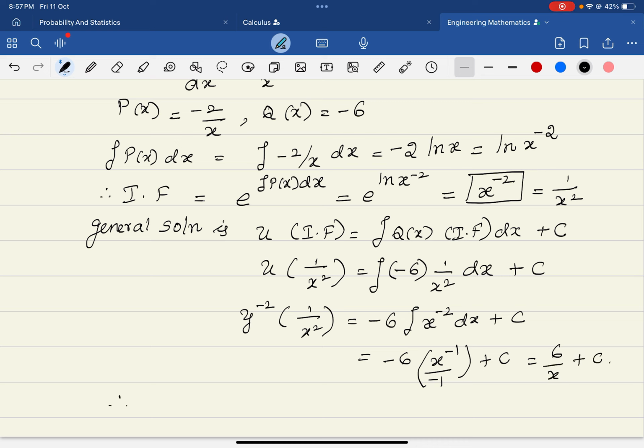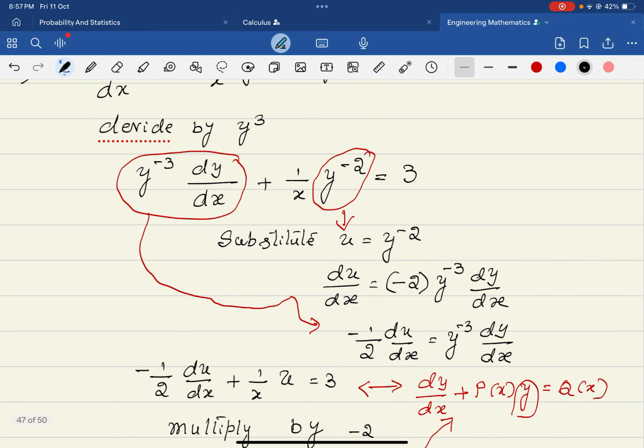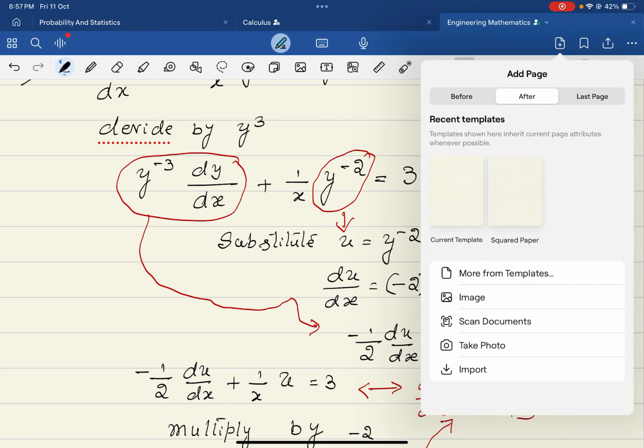So therefore, how can we rewrite this? The general solution is 1 over, I can write this y power minus 2 as y square, correct? So we can write this as 1 over x square y square is equal to 6 by x plus the constant. So this is the general solution of the non-linear, that is the Bernoulli's differential equation. I hope you could understand this problem. Let us now go to the next problem.